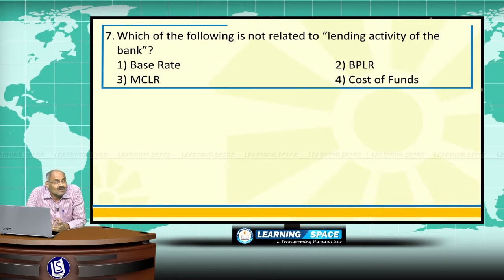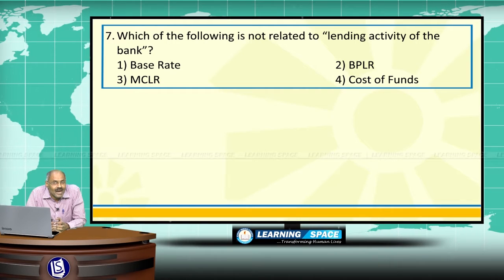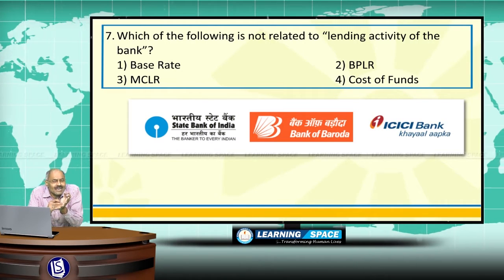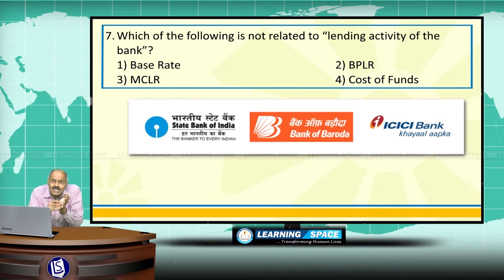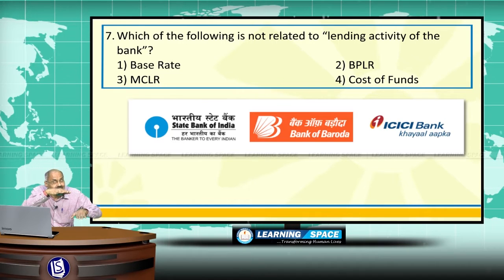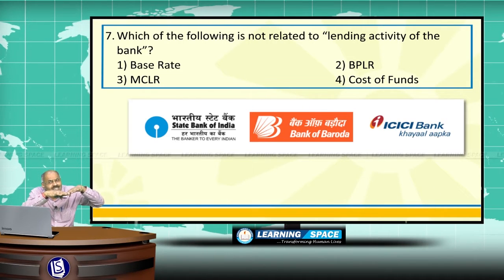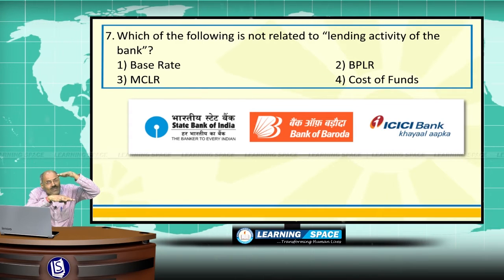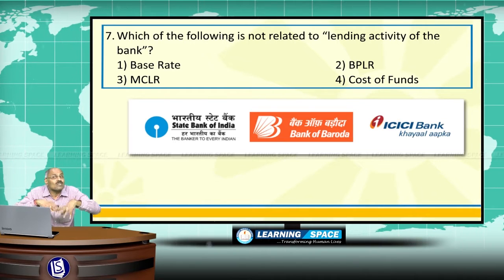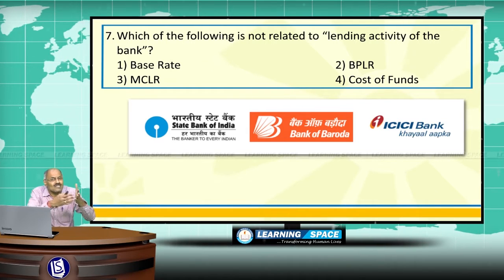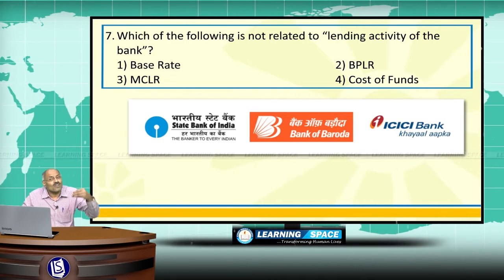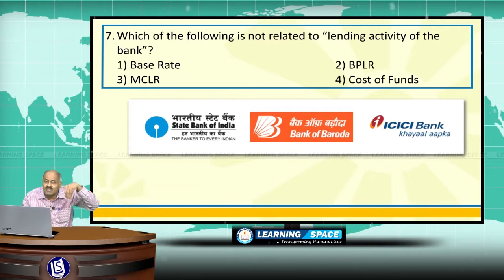Which of the following is not related to the lending activity of the bank? Here 4 terms are given. First and foremost is the benchmark prime lending rate that came into existence in 2003. Then the base rate that came into existence in 2010, and replacing the base rate, the marginal cost of funds based lending rate or MCLR will come into existence from 1st April 2016. So, these 3 are the benchmark rates, one came after the other.